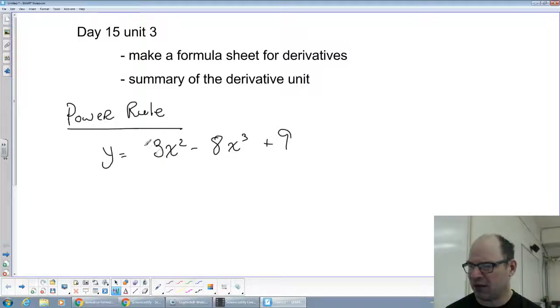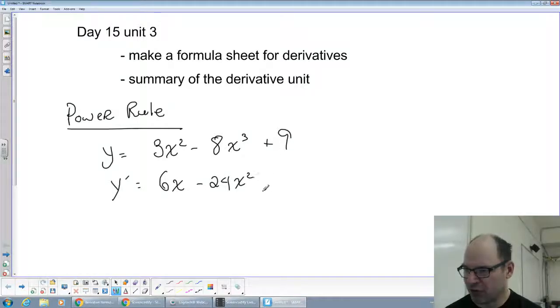The only time you can't do that is when those terms are minused and plussed and they're also raised to another power or taken a square root or a cube root. Then you have to use the chain rule. But if there's no other connection or multiplication in here, you can just do the power rule for derivatives. So if you try that one, 6x minus 24x squared plus 0.